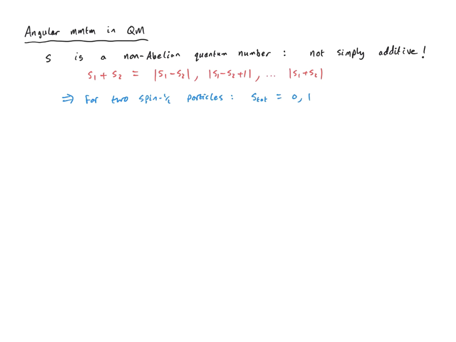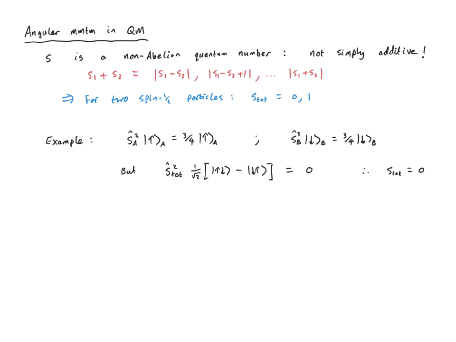It's not simply additive. You might remember from the Clebsch-Gordan series that S1 plus S2 can take different values ranging from the absolute value of S1 minus S2 in integer steps all the way up to S1 plus S2. And for two spin-half particles, of course, this implies that we have a total S of either 0 or 1, the singlet or triplet, which is the result that we found directly in the last lecture.